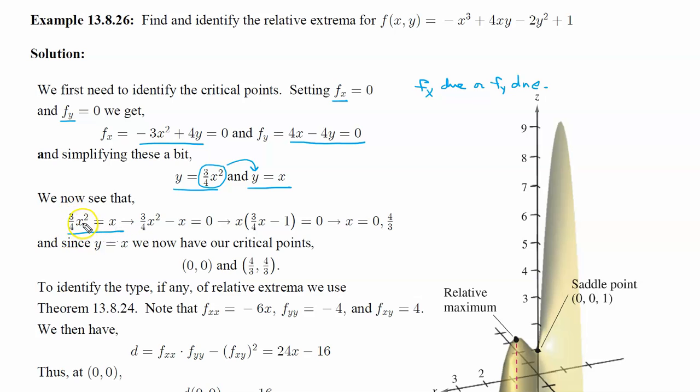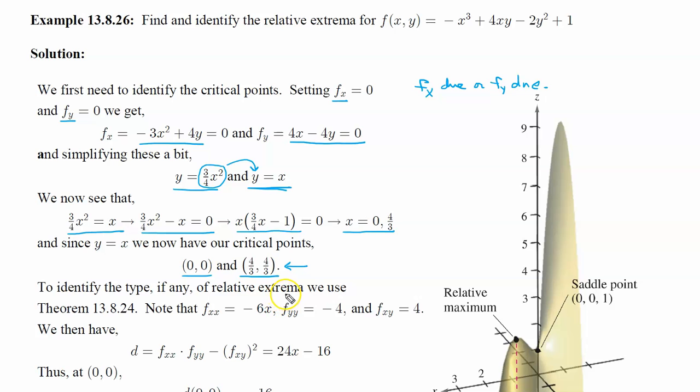Where does 3/4 x squared equal x? Well, that's just a nice quadratic we can solve like this. Just take the x over, factor out an x, and this tells us that x can either be 0 or 4/3. Right? So there you go. Substitute 0 and 4/3 back into either equation here, and this is the most convenient one. And so we then have these as our critical points. If x is 0, y is 0, and if x is 4/3, y is 4/3 as well. So there are the critical points.